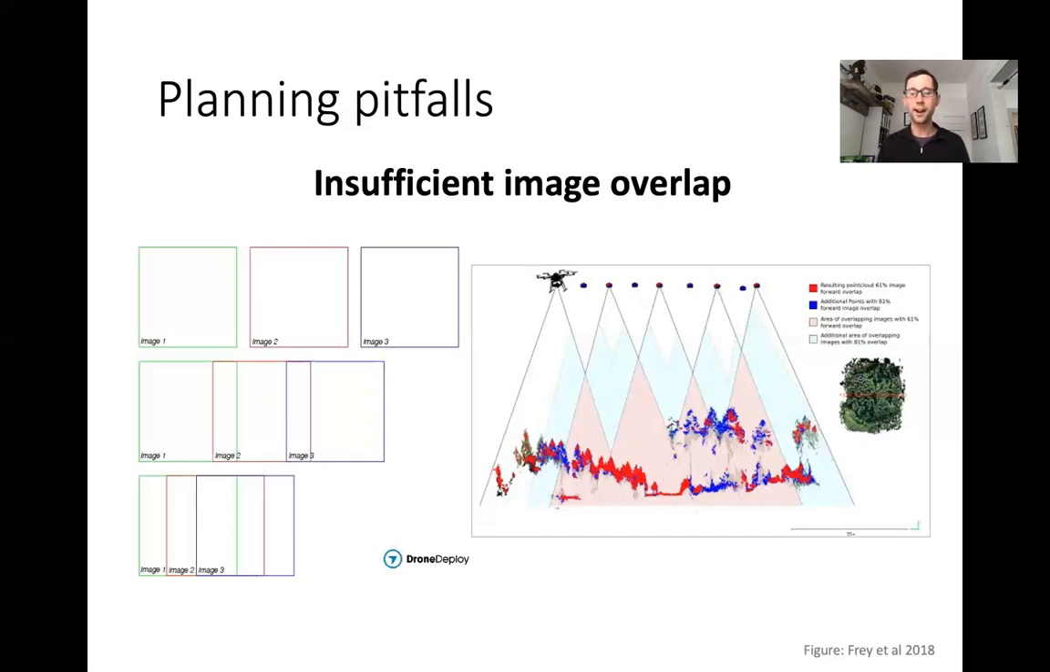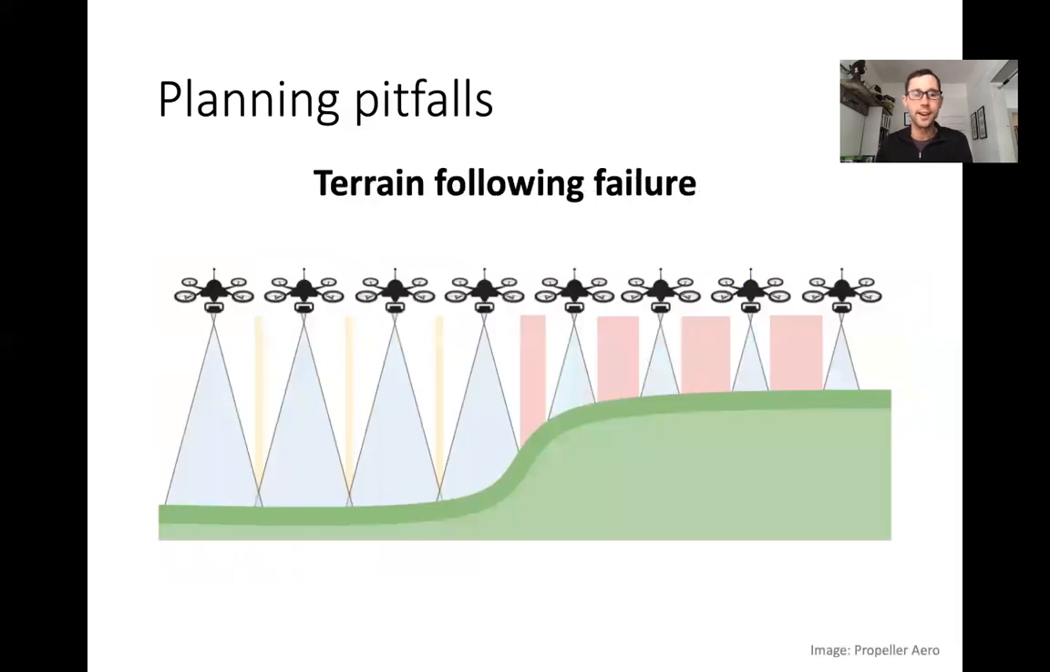So the more complexity that you have in your scene, the more overlap you need, and the more images you need to get a good reconstruction. A second potential pitfall has to do with terrain. If our scene is totally flat, then this isn't an issue. But if we're flying on a slope or our scene has a big hill or some other large object in it, we're going to need to adapt the flight paths to follow the terrain.